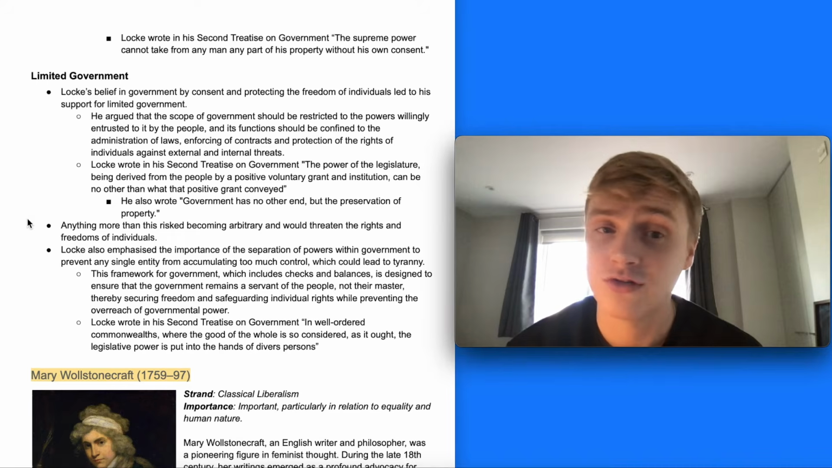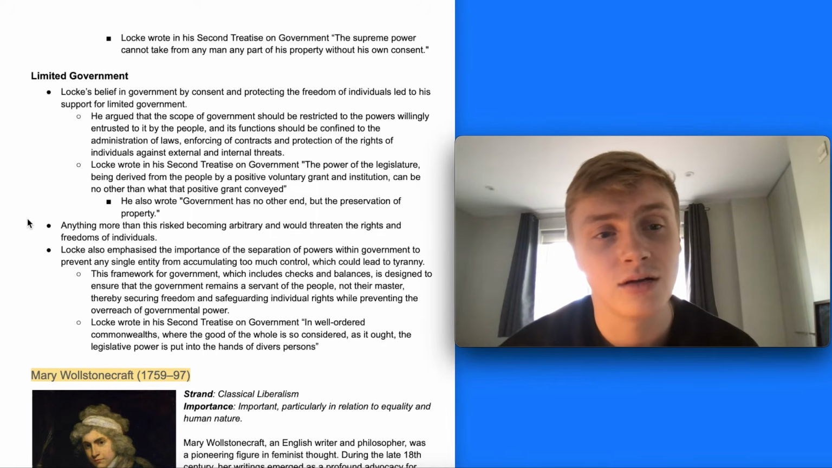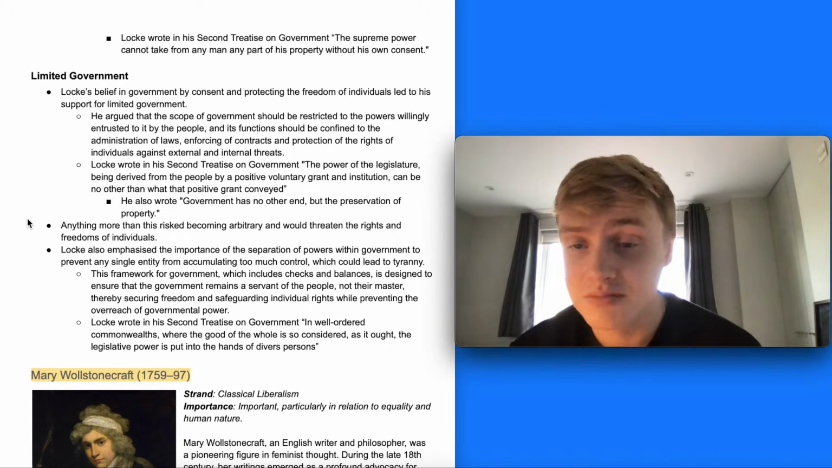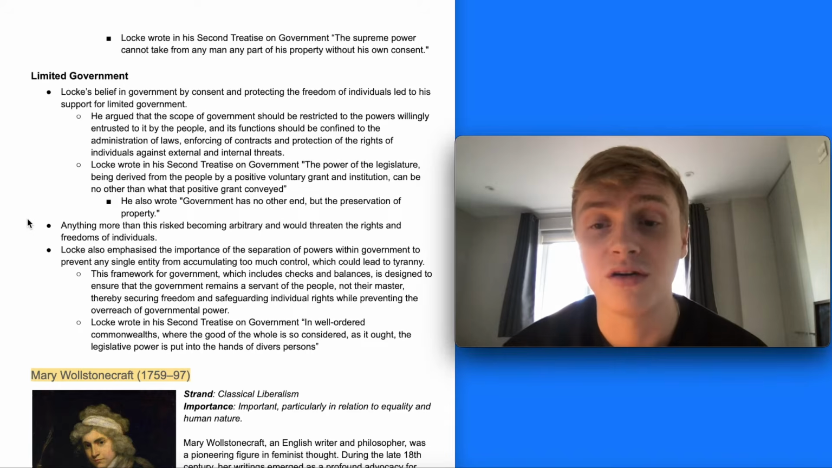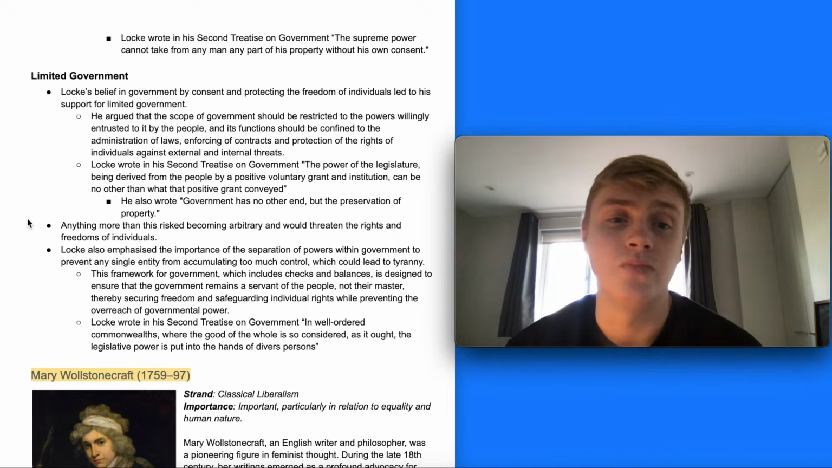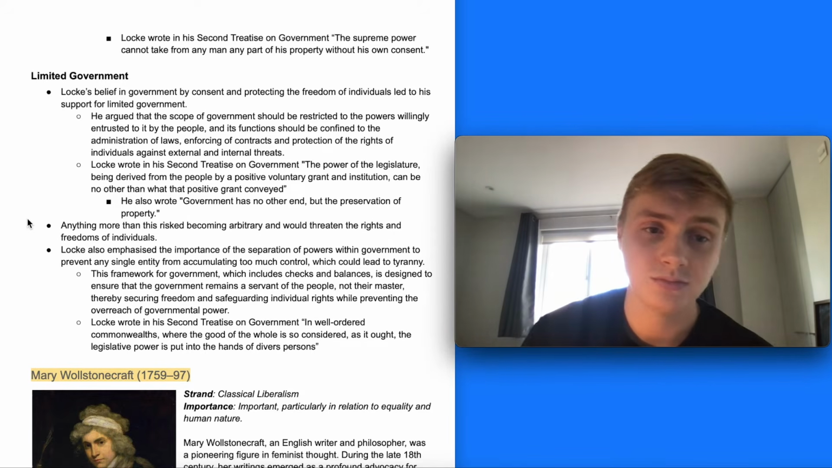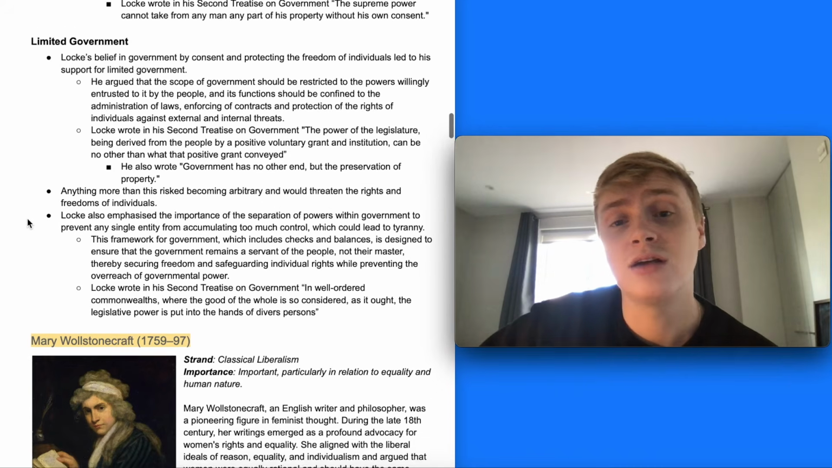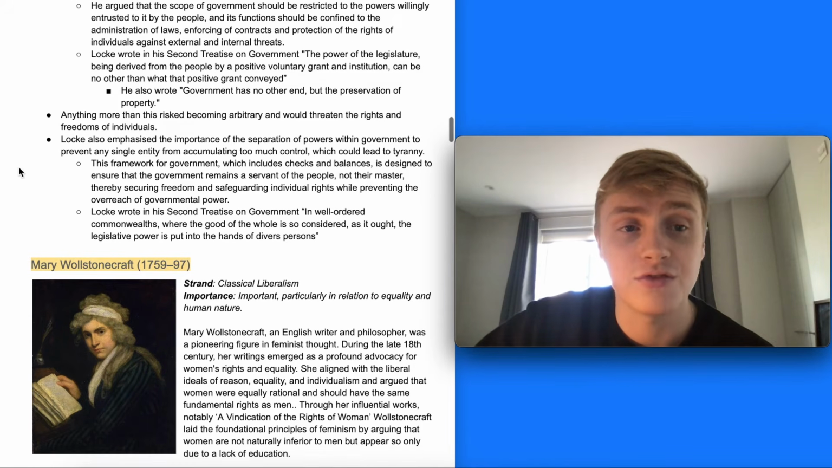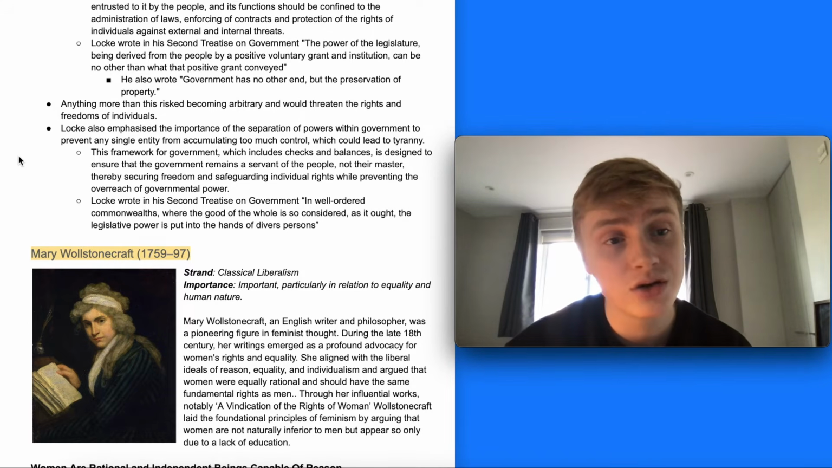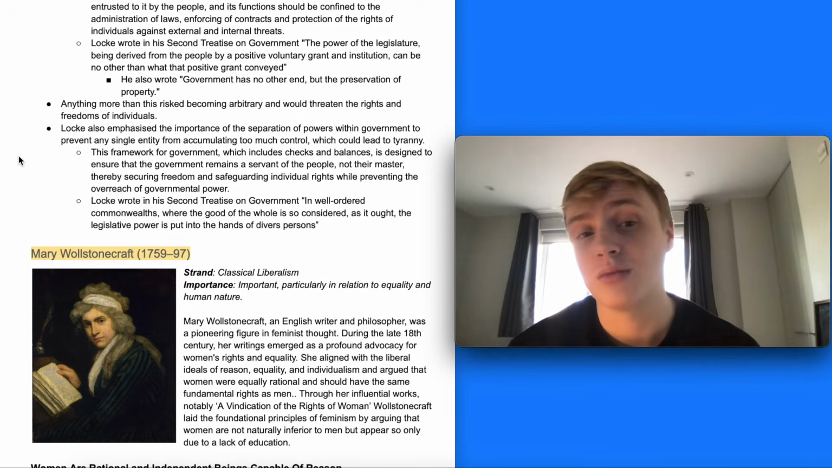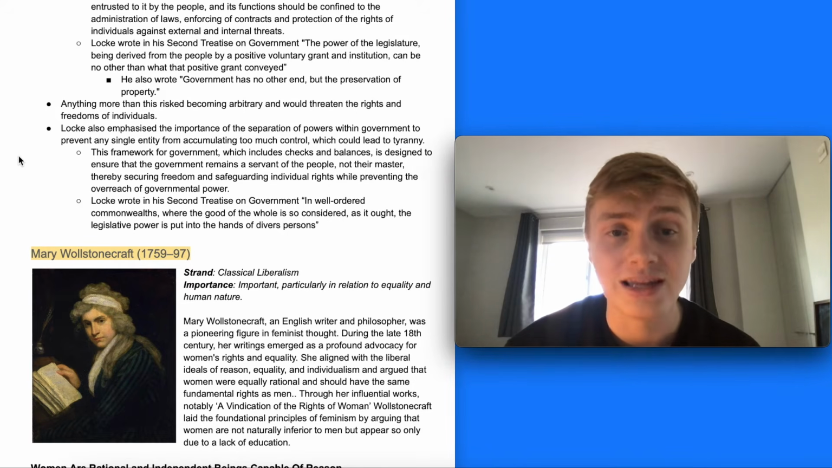So he wrote in Second Treatise of Government, the power of the legislature being derived from the people by a positive voluntary grant and institution, so that's that social contract, can be no other than what the positive grant conveyed. So they can't go beyond what the people consent to. And anything more, this kind of limited role of government threatened rights and freedoms of individuals. And crucially, he also emphasised the importance of separation of powers to prevent any single entity from accumulating too much control, which could lead to tyranny.